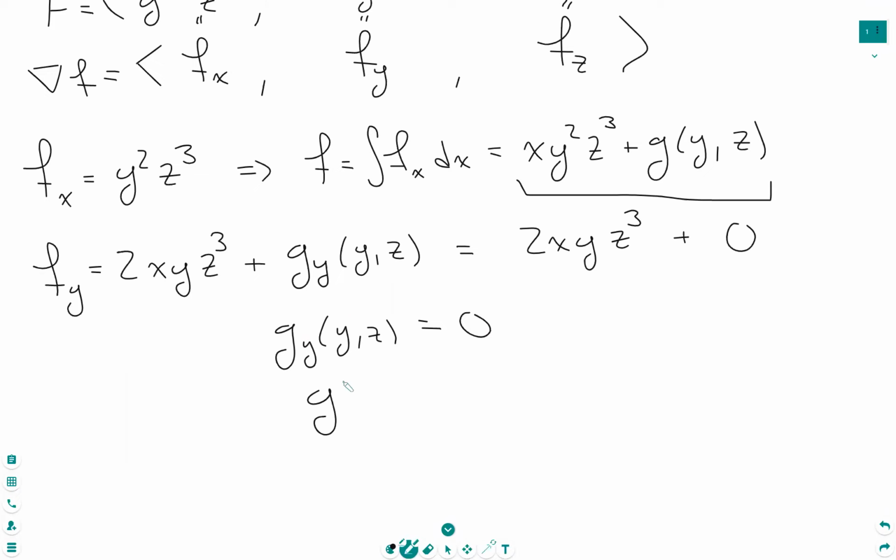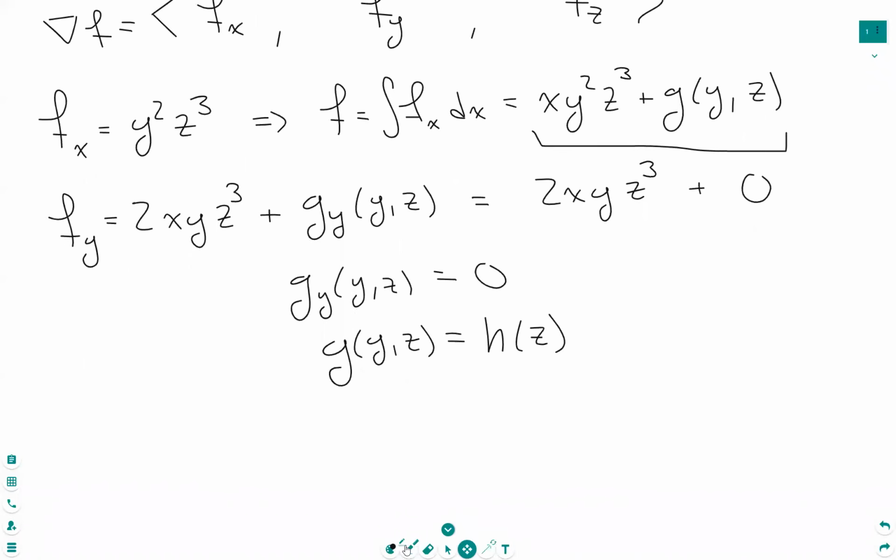So this means that the function g of y and z, if this is a partial y derivative, any constant with respect to y will end up being 0. So this is a function of z. Okay, so the new update is that f is xy squared z cubed, plus, as we know g now, the function h, which is a function of z.